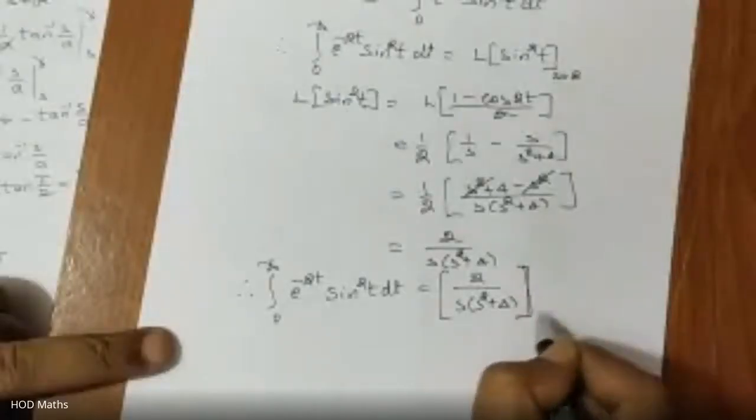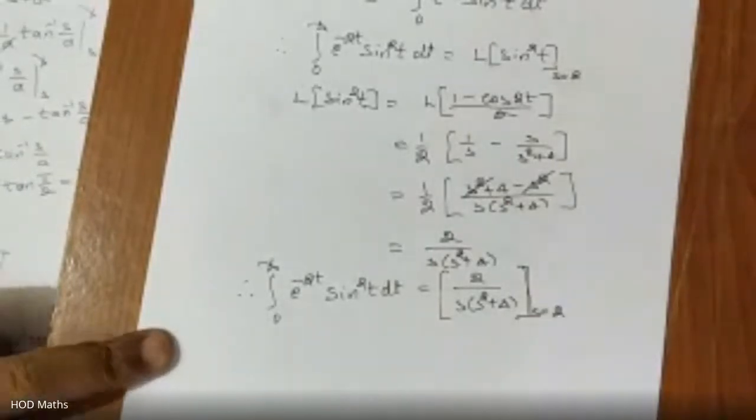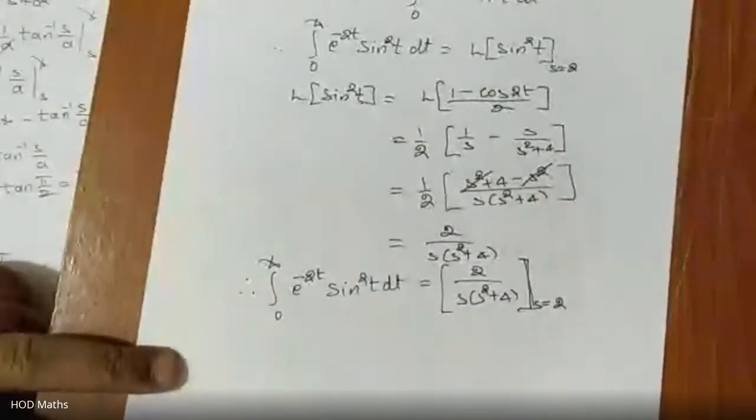So the s squared minus s squared cancels. So 1 by 2 times 4 over s times (s squared plus 4) will be 2 over s times (s squared plus 4). So this is L of sine squared t. Therefore, the integral from 0 to infinity of e power minus 2t sine squared t dt will be 2 over s times (s squared plus 4) for s equal to 2, because it is L of sine squared t at s equal to 2.